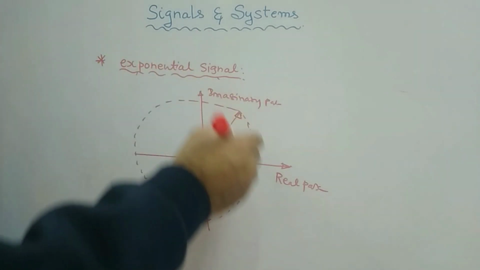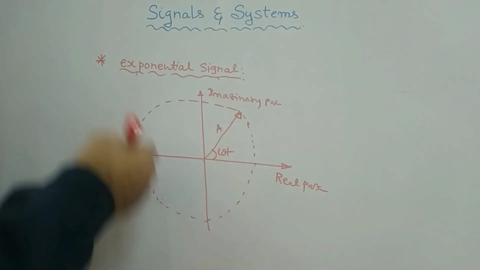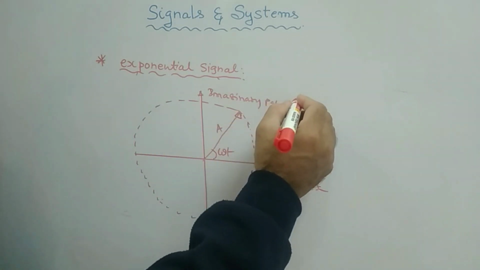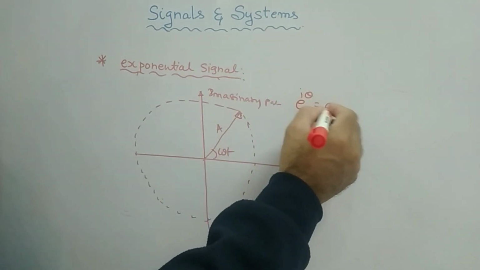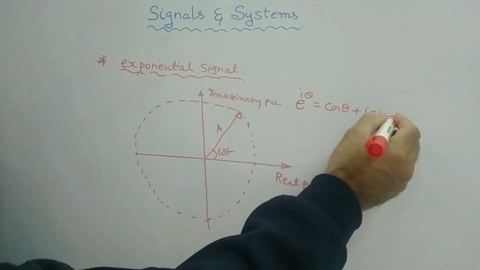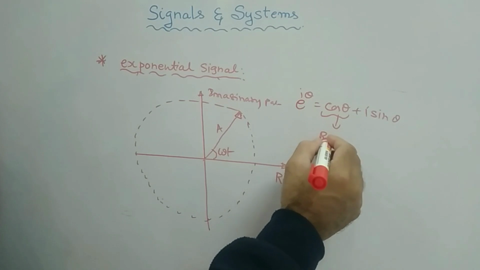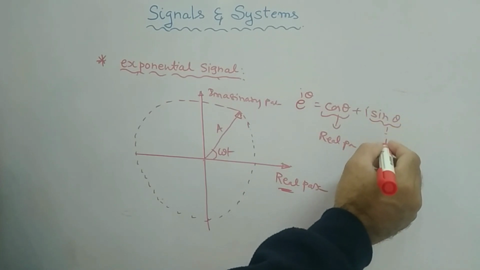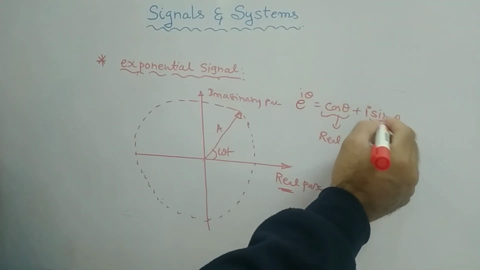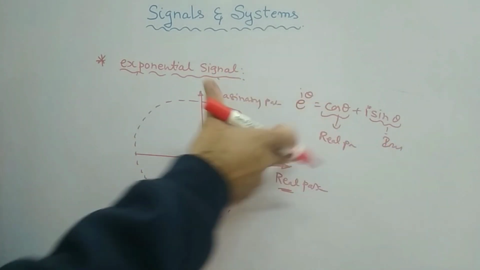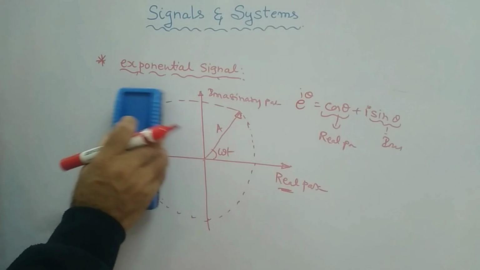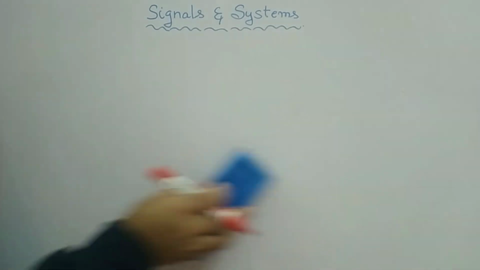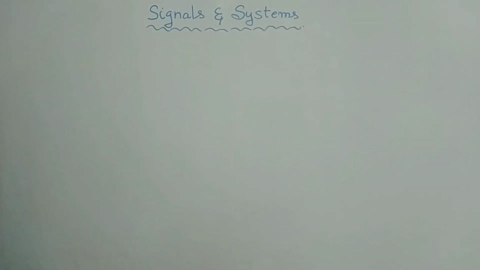In the complex exponential signal, x of t will be represented in this way. As I already explained, as per Euler's formula, e^(iθ) is cos θ plus i sin θ. The cos θ is the real part, whereas i sin θ comes under the imaginary part, because i is there, and therefore sin θ is the imaginary part. Therefore, it is a combination of the real part as well as the imaginary part. This is the representation of the complex exponential form on the complex plane.